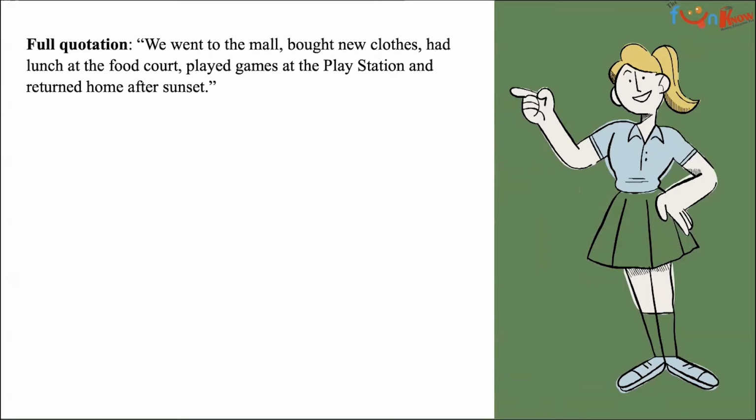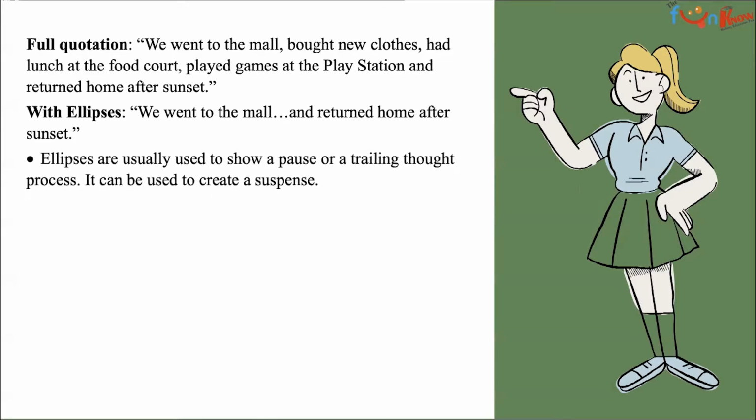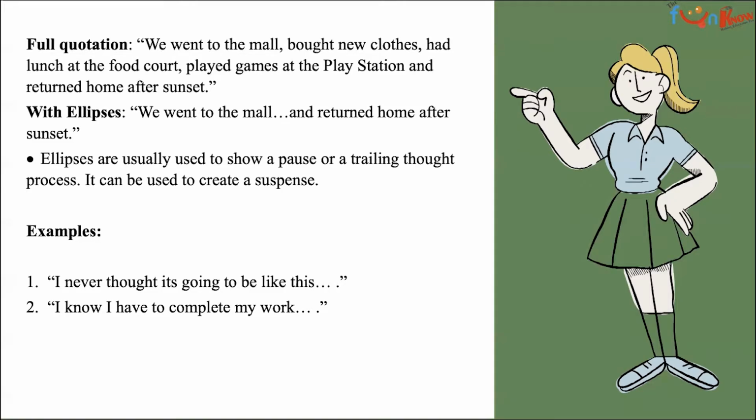We went to the mall, bought new clothes, had lunch at the food court, played games at the PlayStation, and returned home after sunset. With ellipsis, it becomes, we went to the mall ... and returned home after sunset. They skip, basically, bought new clothes, had lunch at the food court, and other unnecessary information. Ellipses are usually used to show a pause or a trailing thought process. It can be used to create a suspense. It is mainly used in books and novels.